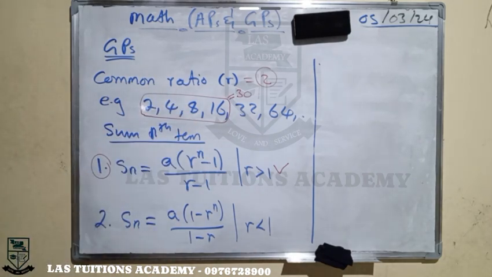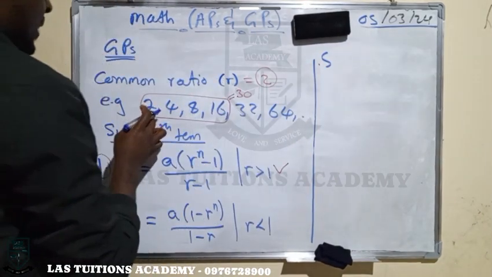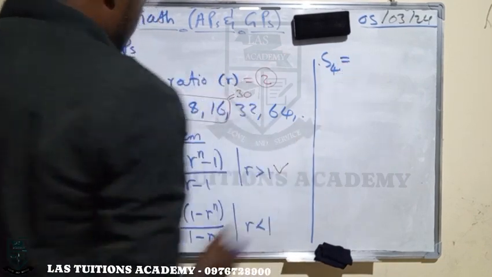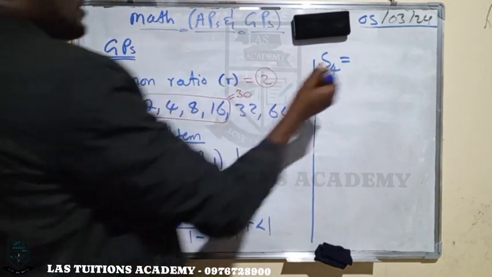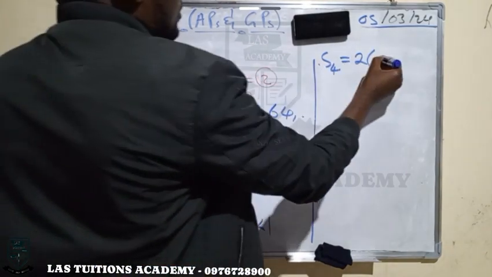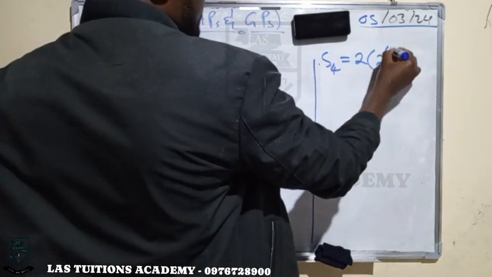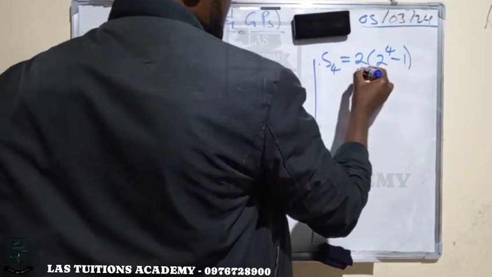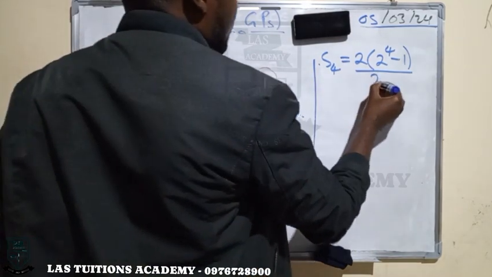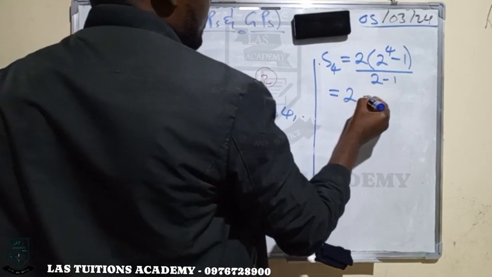So let's sum up using the first formula here. I'm saying sum, there are how many? 1, 2, 3, 4. Sum to the 4 terms is equal to, our A here is 2, so we're going to have 2. Then our R is 2, so we're going to have 2 to the power, our N is 4, so 2 to the power 4 minus 1, then over R minus 1. Our R is 2, so I have 2 minus 1. So this is going to be equal to, so I have 2.